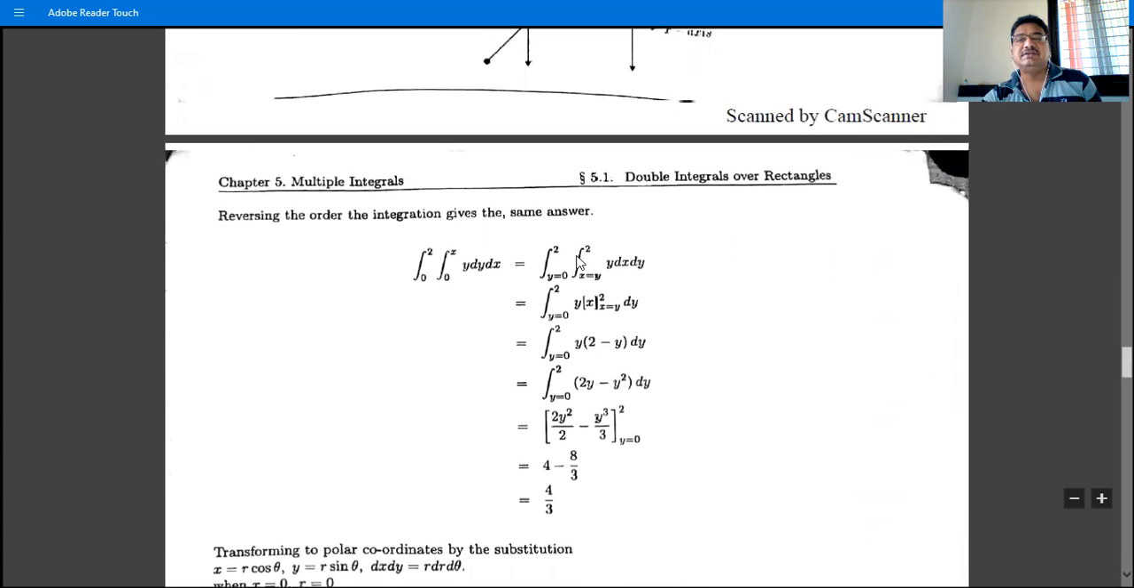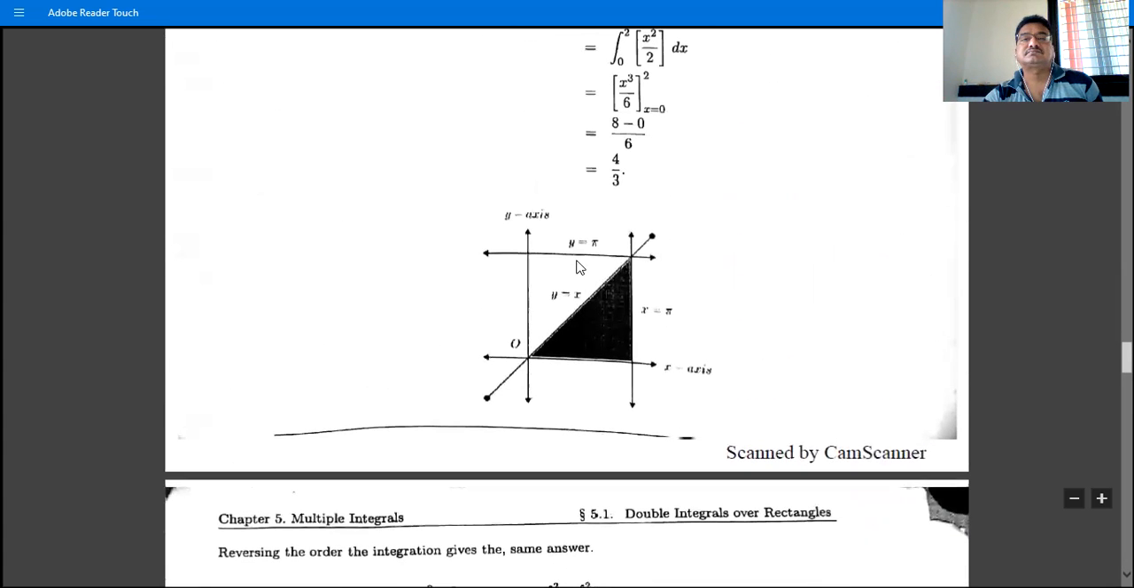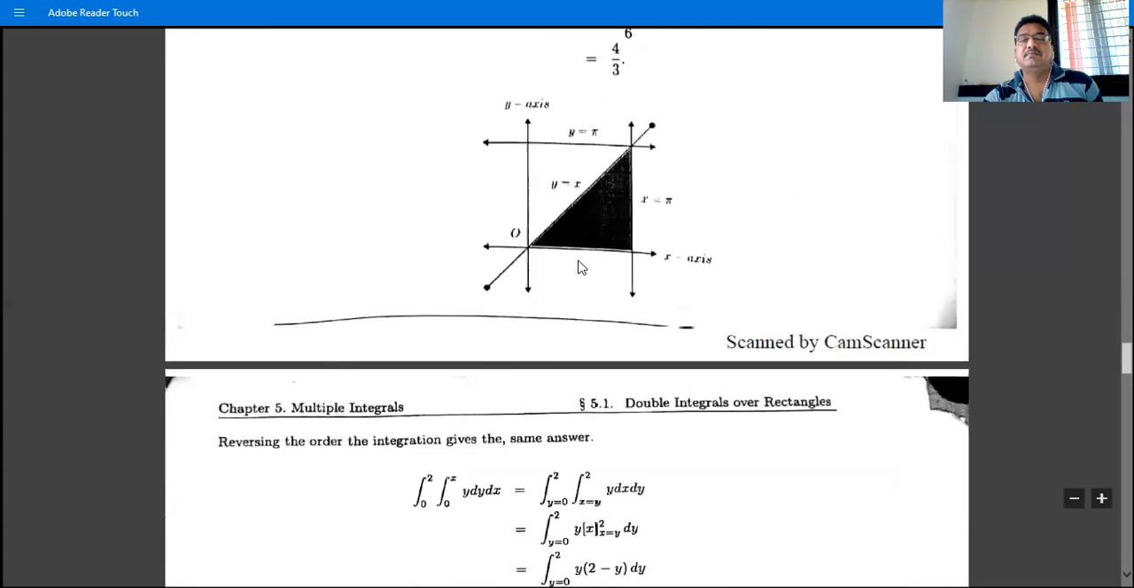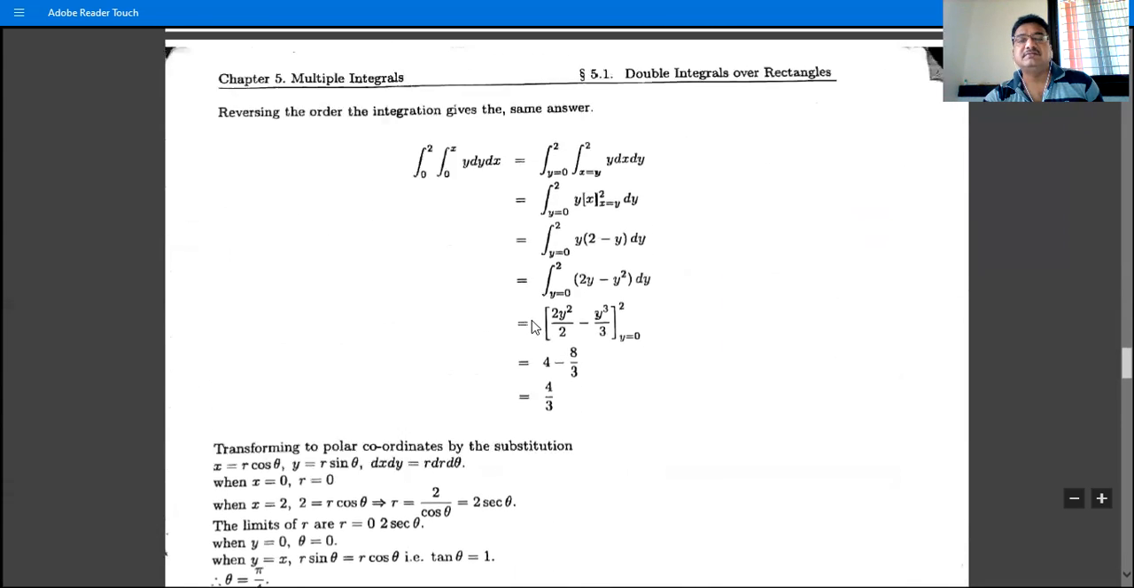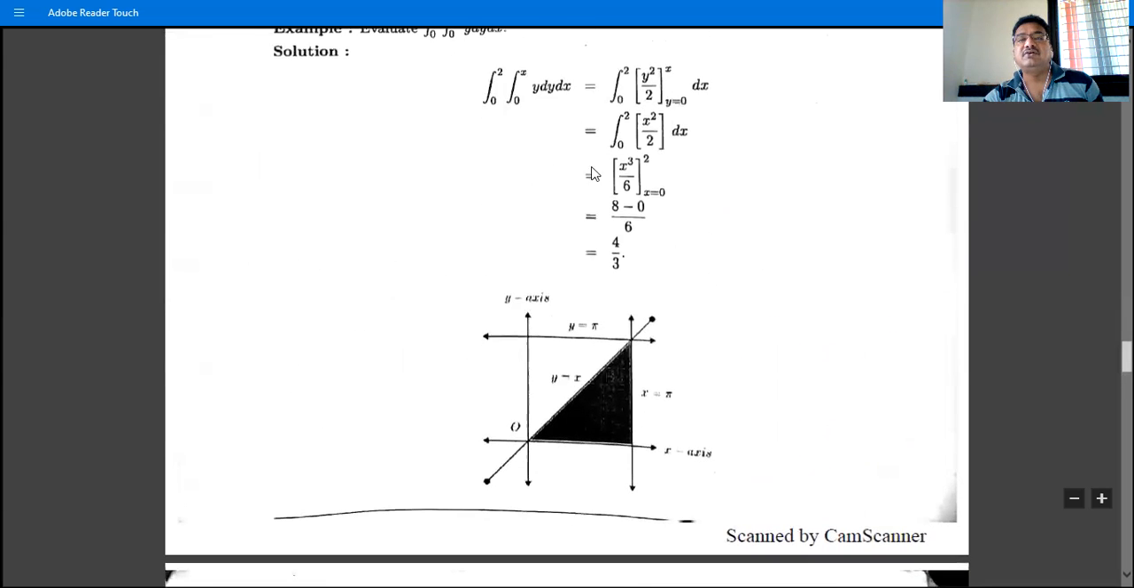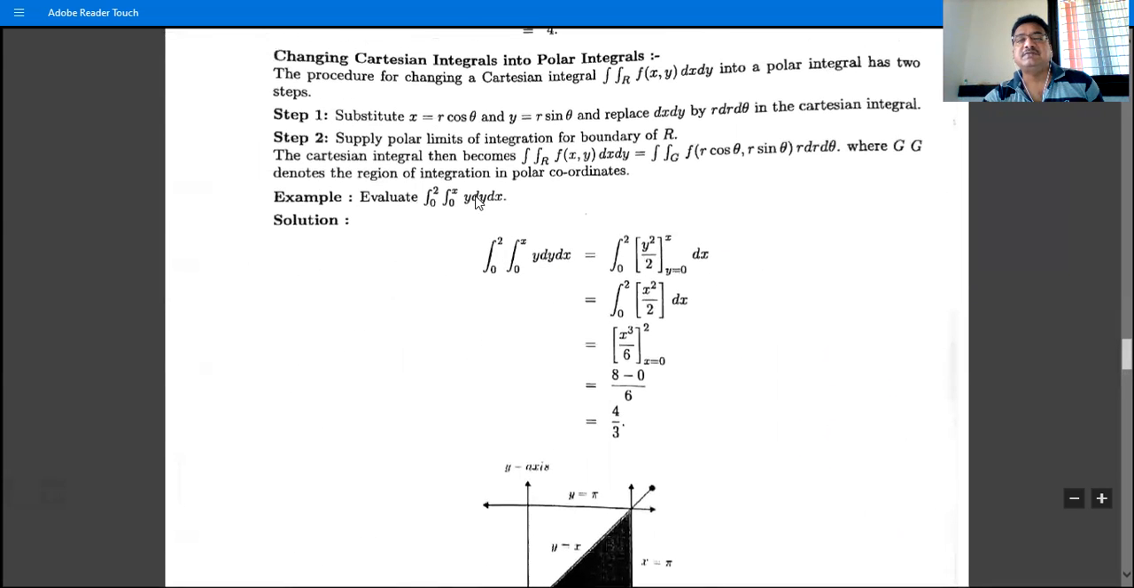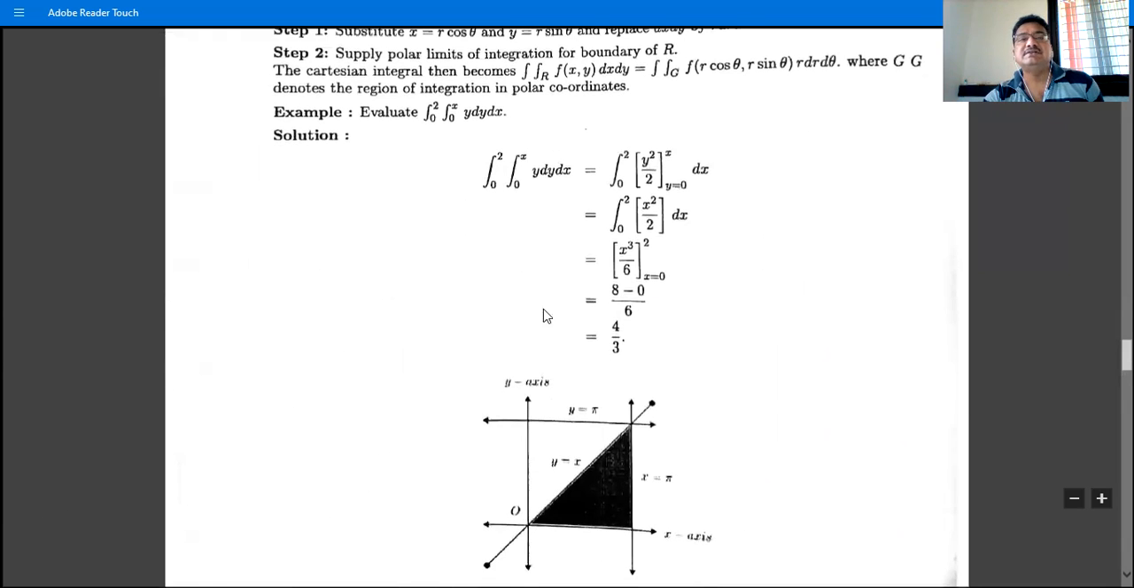This is by changing the variable. Changing the order of integration. Same example, by changing the order of integration. So this is straightforward. With respect to y first, then with respect to x, we have the answer 4 by 3. If I have to change the order, then what do we have to do?